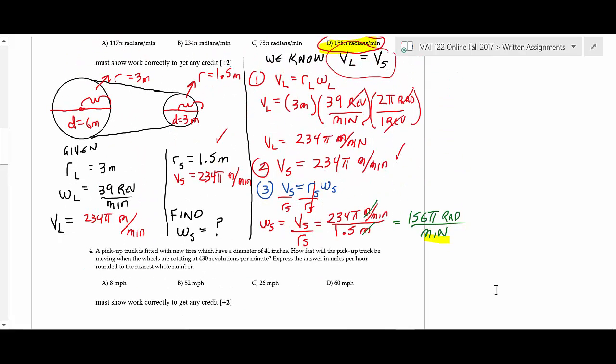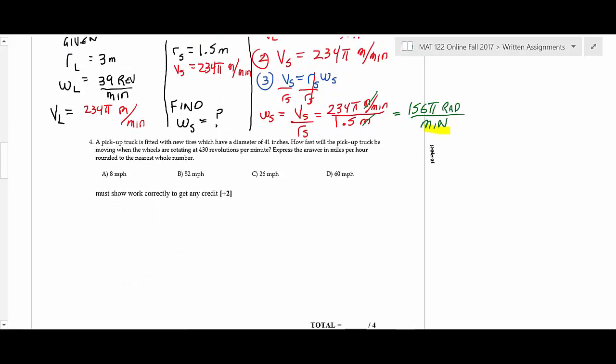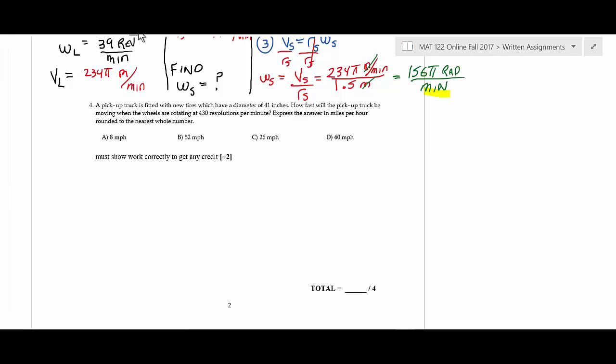Okay, the next problem. Now remember, you can pause your video at any time if you want to look over these and go through these. Number 4, we're going to take the same approach. Let's start off with what we're given. So it says we have a truck is fitted with new tires, and the tires have a diameter of 41 inches. Okay, and remember the radius is half of that. So you can take half of that in your head or your calculator. That'd be 20.5 inches. You want to use radius because that's what's in your formula.